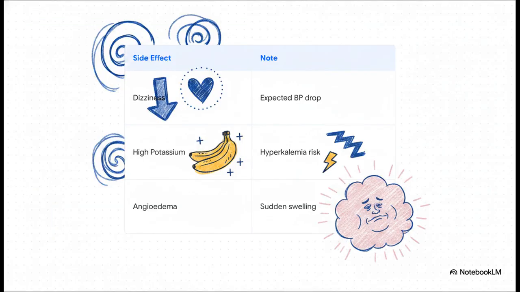Now, aside from the infamous cough, there are 3 other major side effects you need on your radar. First up, dizziness and hypotension. Honestly, this is totally expected since we are actively causing vasodilation and dropping that blood pressure. Second, increased potassium. ACE inhibitors carry a very distinct risk for hyperkalemia, so that needs monitoring. And third, angioedema. Just like with ARBs, this severe swelling can come on incredibly suddenly, and it requires immediate intervention.